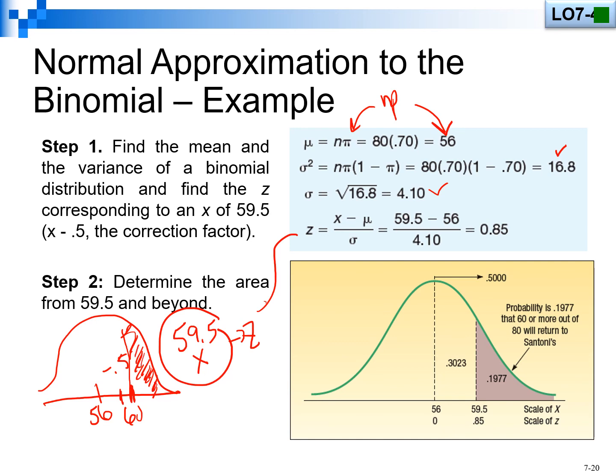So 59.5 minus the mean, divided by the standard deviation, gives you a z-score right at 0.85. At that point, you go to your z-table. 0 to 0.85 gives you an area of 0.3023. You subtract that from 50%, and your answer is going to be 0.1977.